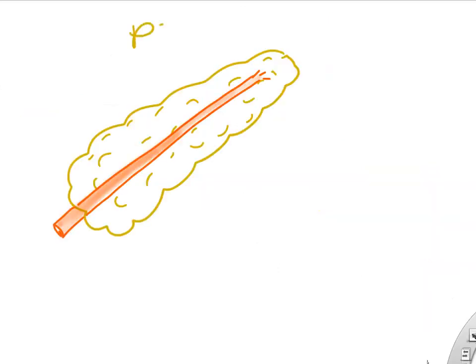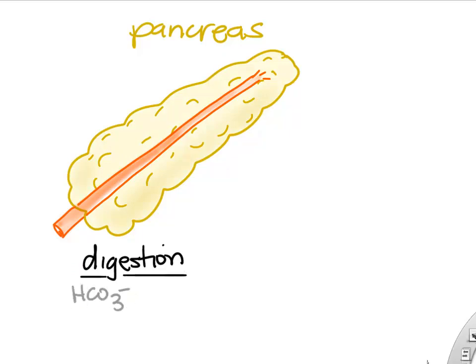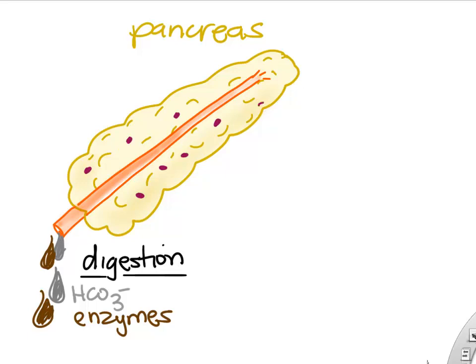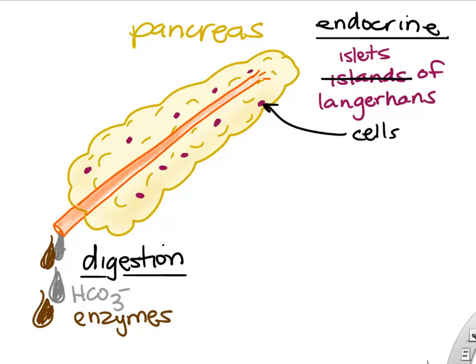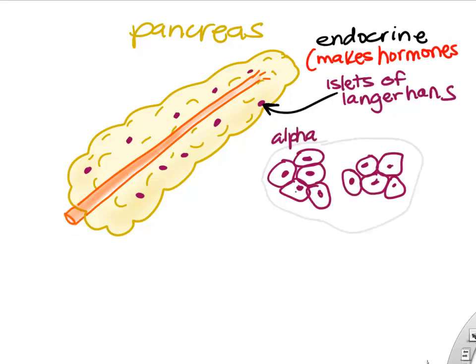So let's look at insulin and glucagon. One thing to consider is that our pancreas, we've already learned its role in digestion, making bicarbonate and making digestive enzymes that can help in our food digestion. But now we're going to focus on some different cells. These little islands of cells are called the islets of Langerhans, or pancreatic islets. These little cells are going to be endocrine cells because they produce hormones that circulate around the body. We have two sets of cells, alpha cells and beta cells.